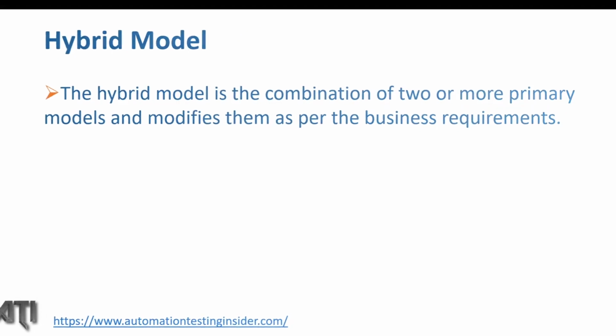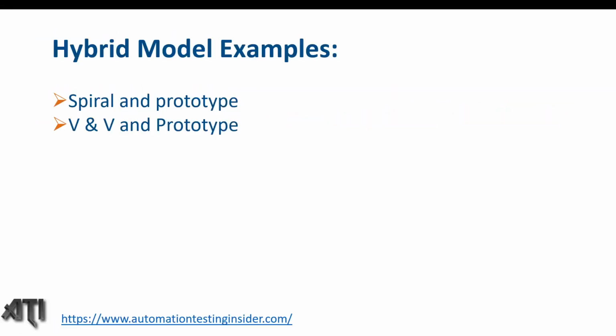So let's talk about the examples of hybrid model. When we combine the spiral model with prototype, we can call it a hybrid model. Another example could be the V&V model and prototype model. So these are the two examples I have listed down here.